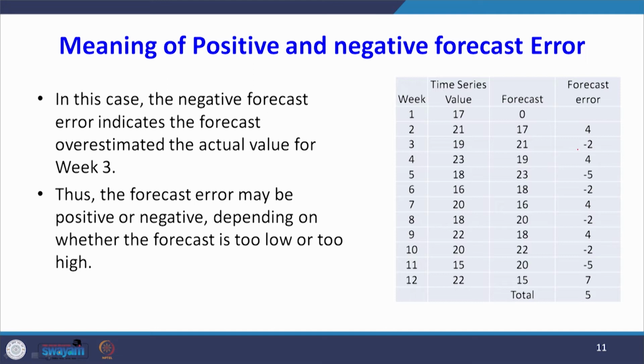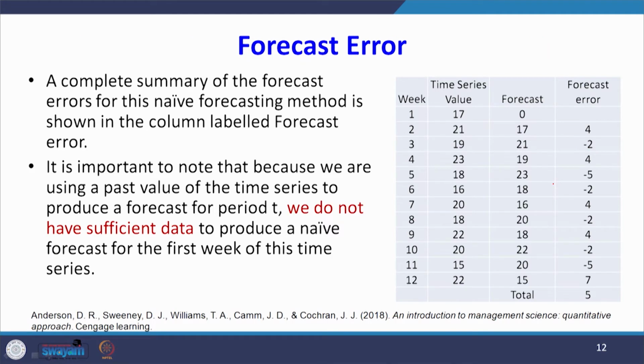See, we have overestimated. Thus, the forecast error may be positive or negative depending on whether the forecast is too low or too high. A complete summary of the forecast error for this naive forecasting method is shown in the column labeled forecast error. Here I have shown all the forecast errors.